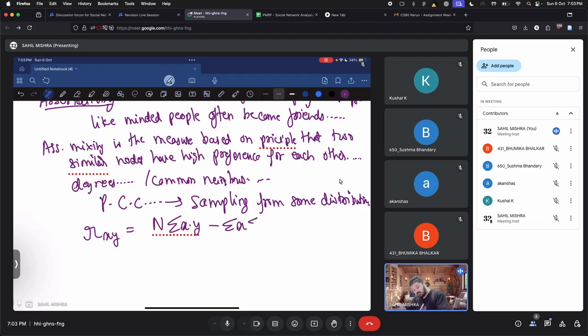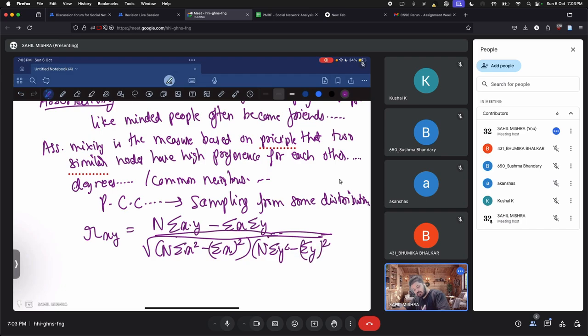Then the degree distribution of x and y individually. Then this whole thing is just written in that manner: n times the summation of x squared minus the square of the summation of x, times n times the summation of y squared minus the square of the summation of y, like this. Mathematically, it's not in the exam.